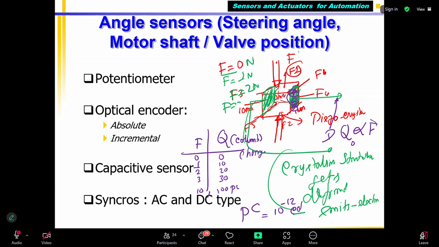The piezoelectric crystal generates charge. The charge is collected between two faces. Which faces? Exactly 90 degrees opposite to the force. Force is applied at the top and bottom. So now this sensor is called a force sensor.